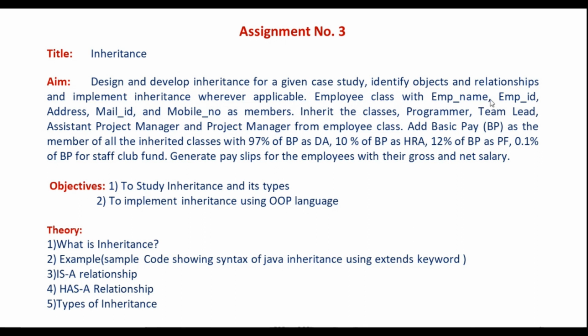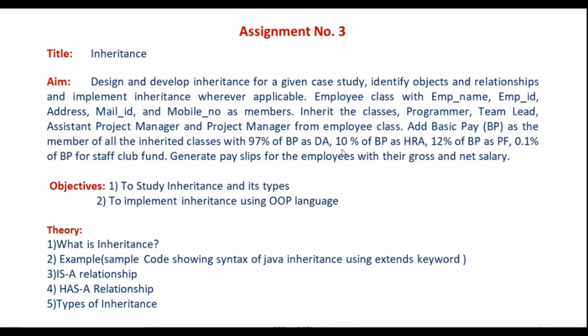Employee class with employee name, employee ID, address, mail ID and mobile number as a member. These are the variables available inside employee class. Inherit the classes programmer, team lead, assistant project manager and project manager from employee class. So employee is the parent and all these four classes are the child. So we are using the inheritance concept here.